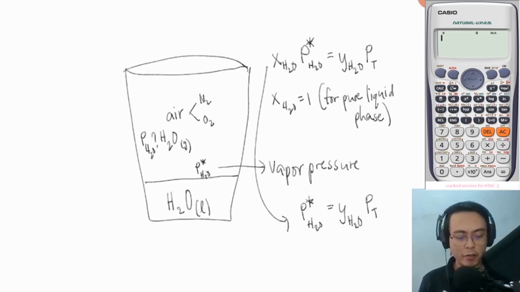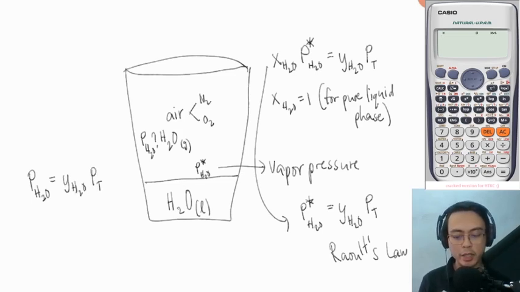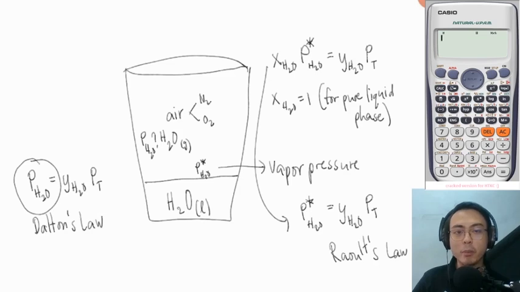Does this equation look familiar? Remember, this was derived from Raoult's law. We have a similar equation. We say that the partial pressure of water is equal to the mole fraction of water in the vapor phase multiplied by the total pressure. What's this? This is Dalton's law. They're very similar. What's the difference? The main difference is here. In Dalton's law, we are talking about partial pressures. In Raoult's law, we are talking about vapor pressures.